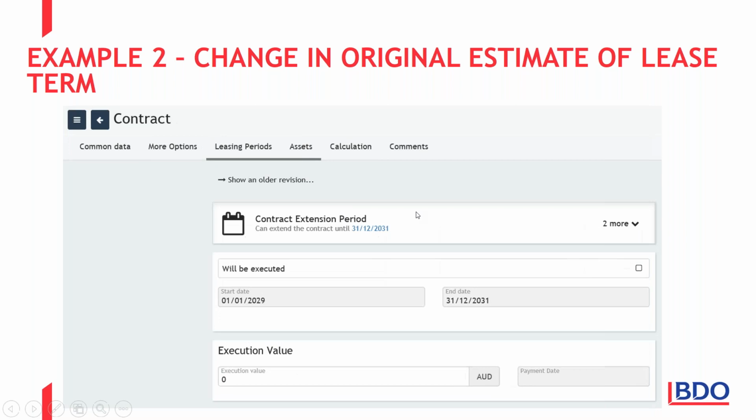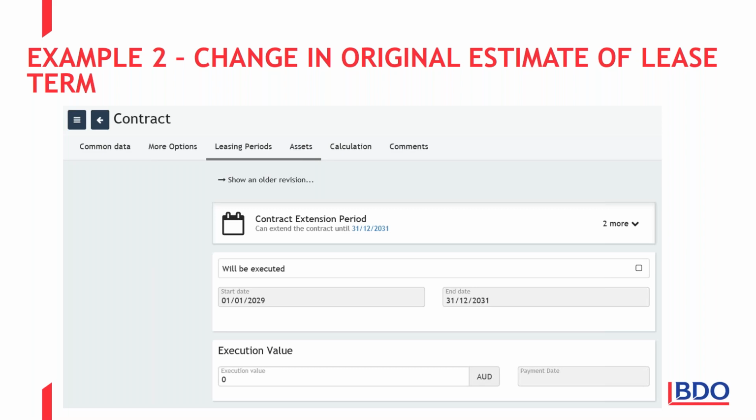And then the next thing we do is we have to go to our second extension period, and you can see there it says will be executed, and that block you have to untick because we're saying previously, will it be executed? Yes, and now we're changing our mind and we're saying no. So there's only two things we're changing here.